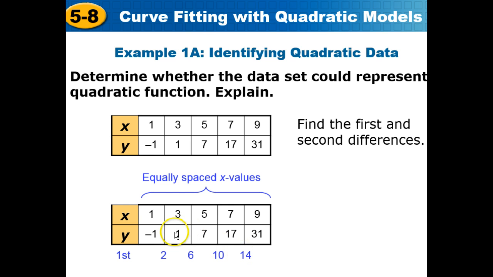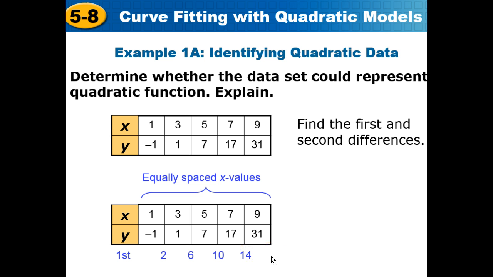If you want to do this, you're going to start with the right value and subtract the left value. 1 minus a -1. Okay? Imagine you're on the number line. You start at -1. How far do you go? You go up 2. You start at 1, you go to 7, you go up 6. Okay, this is just telling us that these numbers are not the same. They're not constant, so we don't have a linear function.